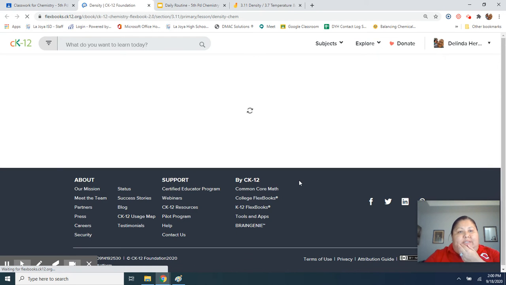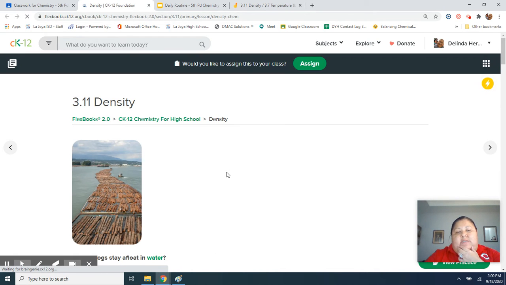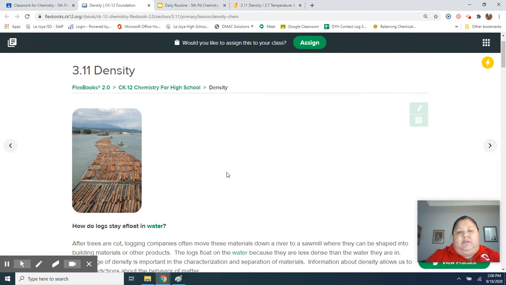So the first topic for the day is density. Density is a really important property of substances. We use density most of the time to determine if a substance will sink or float. It's also used as a conversion between mass and volume. Okay, so it's really, really important. So let's get to studying density.